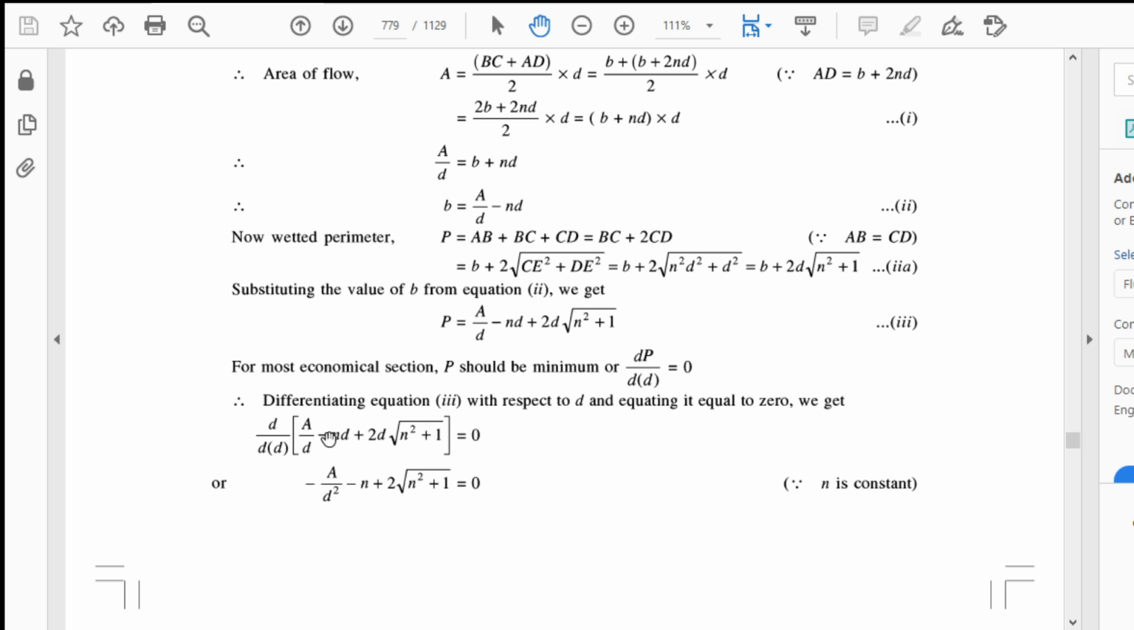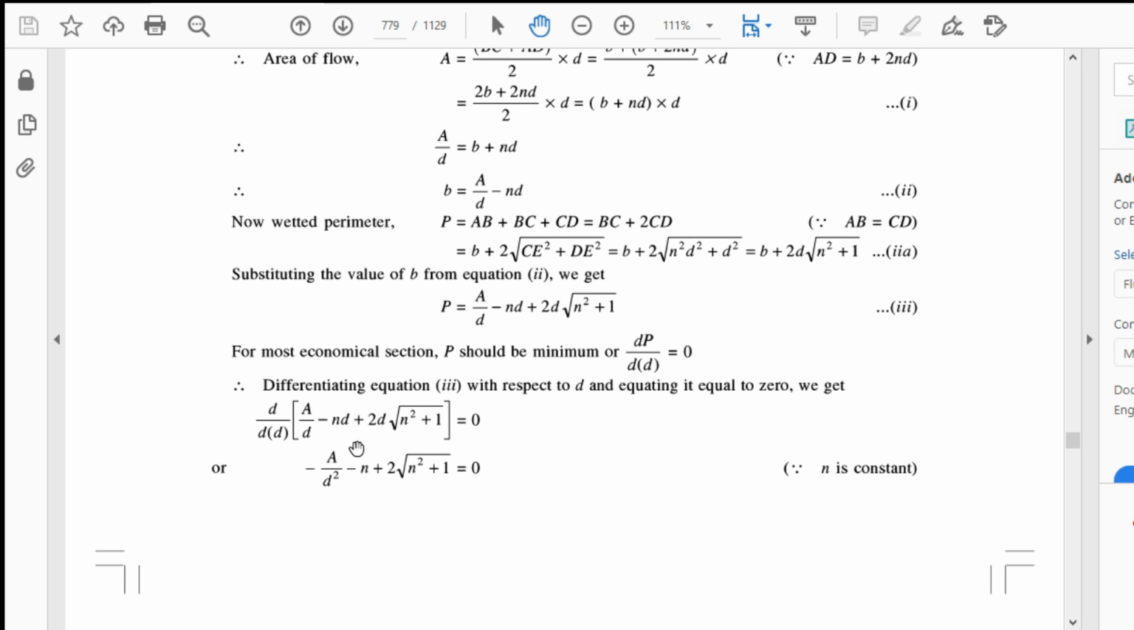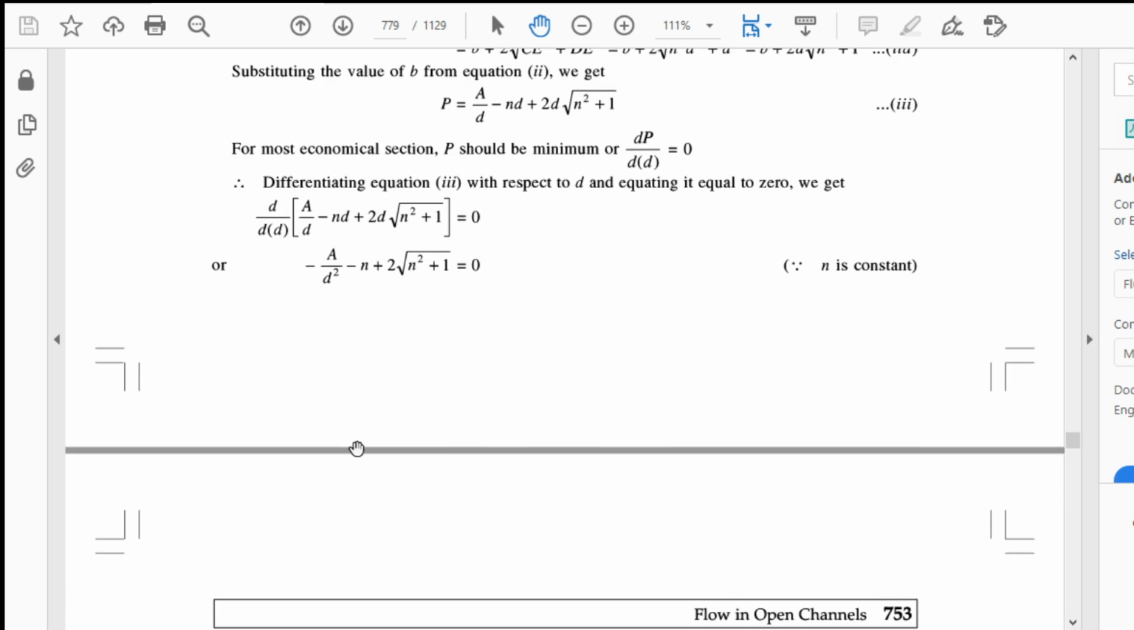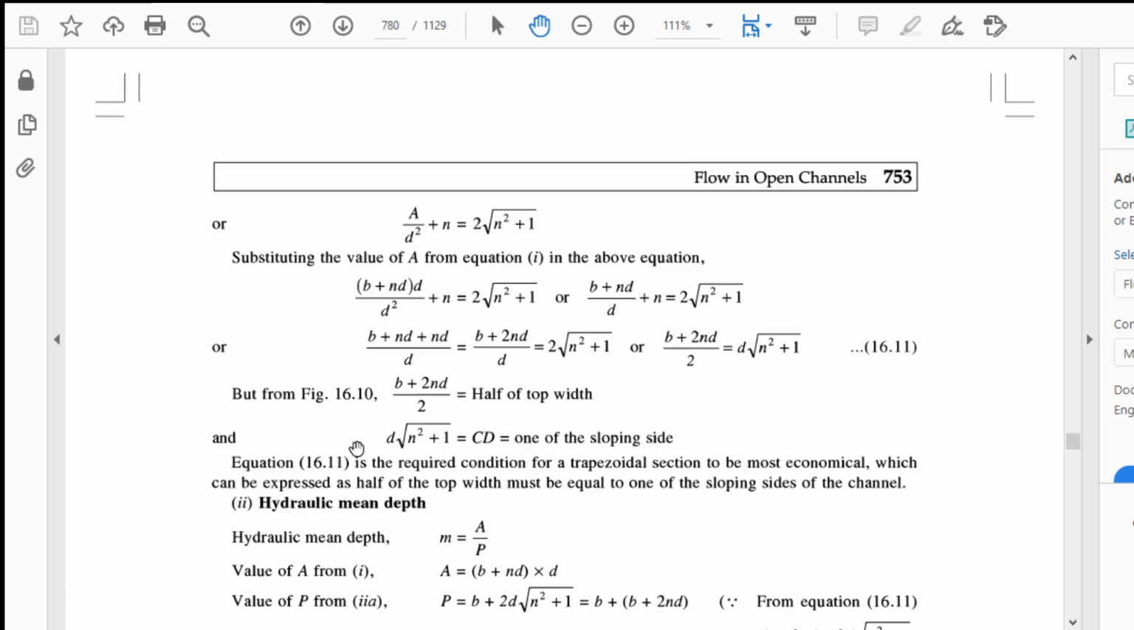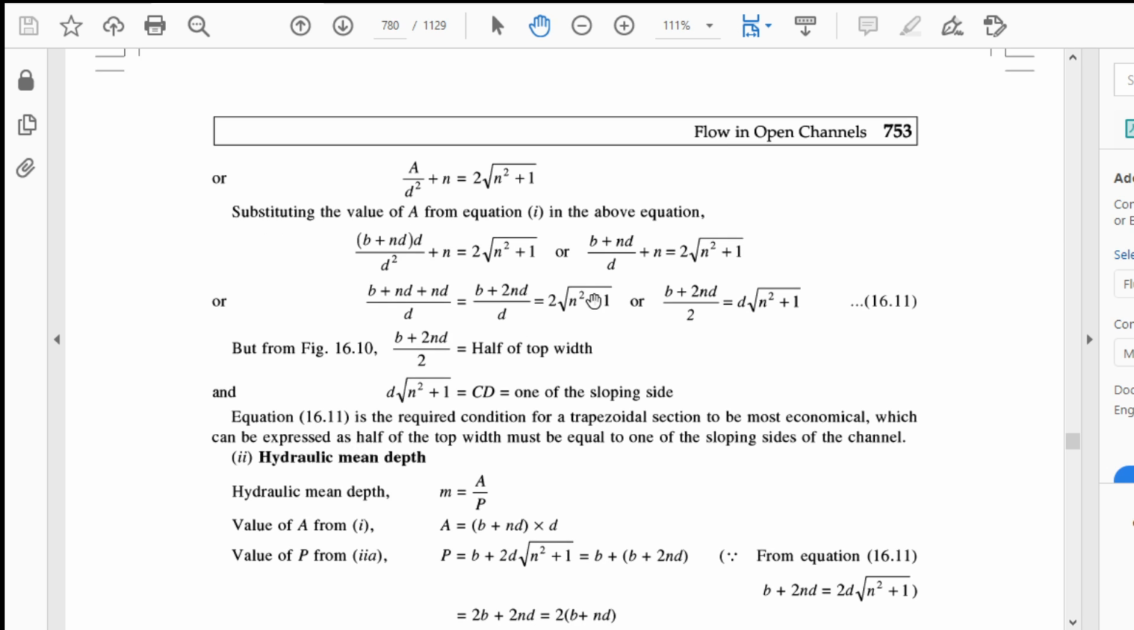So I'll put the value of perimeter here: d by dD of A by D minus ND plus 2D square root of n square plus 1 should be equal to 0. The differentiation values you are already aware of. What is the differentiation of 1 by D? What is the differentiation of D? So do the differentiation here and you will get the final value as A by D square plus n equals 2 square root of n square plus 1.